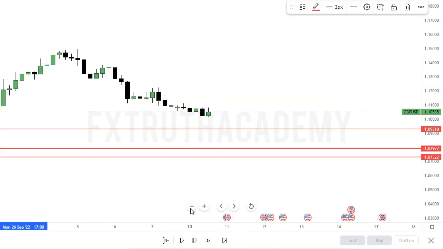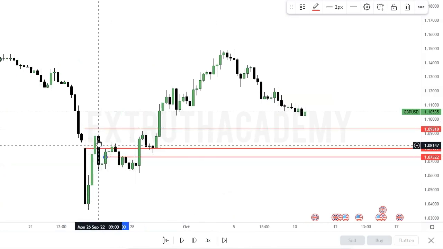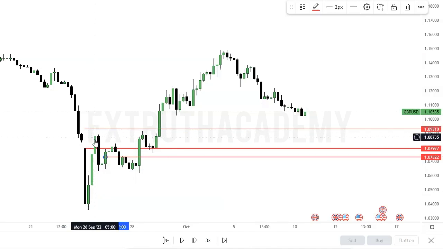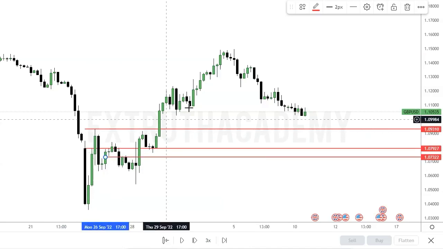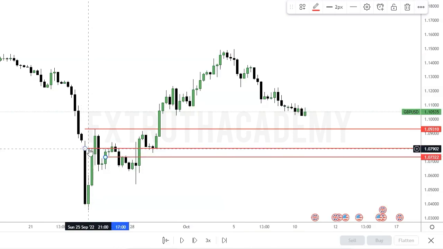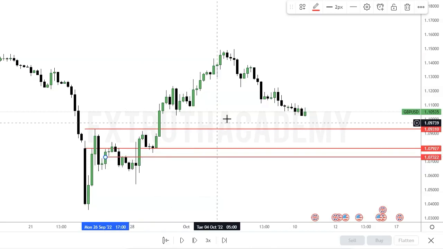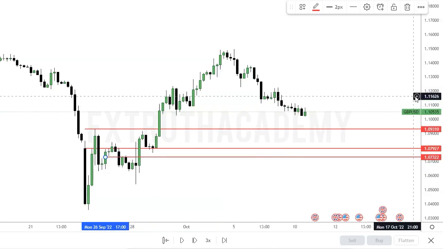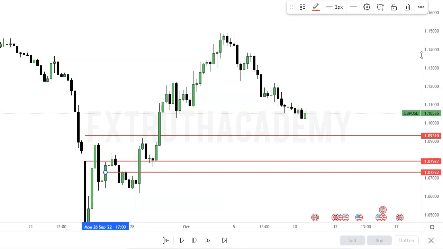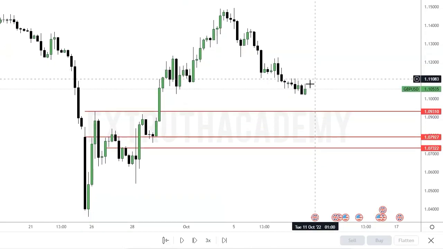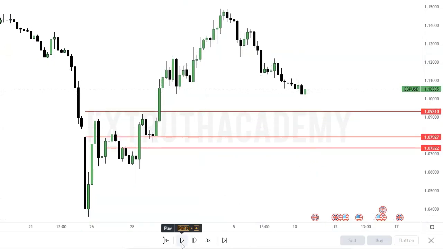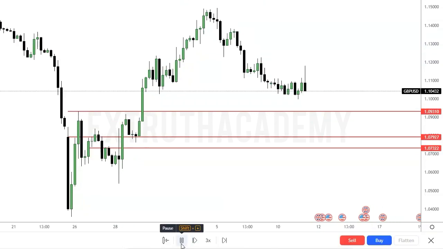If I zoom in right here, we can see that the high of the order block on the daily is actually a mitigation block right there. This open price is actually an order block on the 4 hours, and this mean threshold is actually a series of order blocks on the 4 hour time frame. But that's not what we're here for. We want to still stick with the idea of the daily time frame order block. So let's hit the play button and see how price reacts to that.